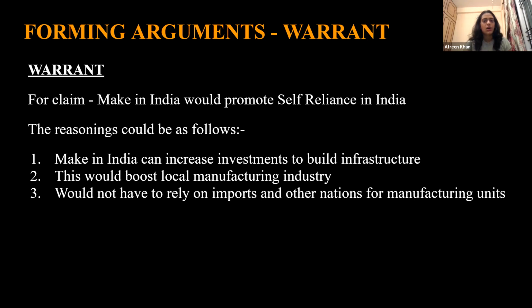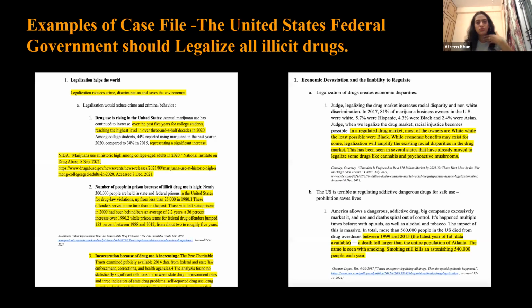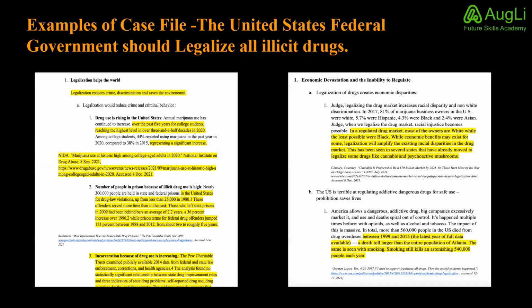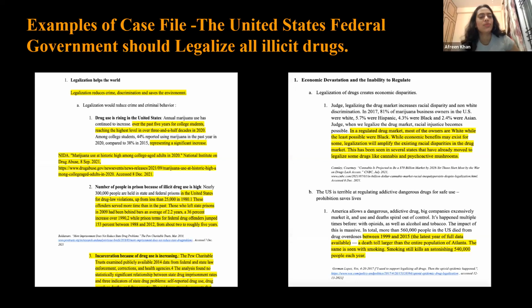Okay, this is an example of a case file. This is how you're supposed to make documents, guys. So just pay attention here. Example of the case file. The topic is: the United States federal government should legalize all illicit drugs. What are illicit drugs? Tell me. Drugs that are used not for medical purposes. Correct. So we're going to legalize all illicit drugs.